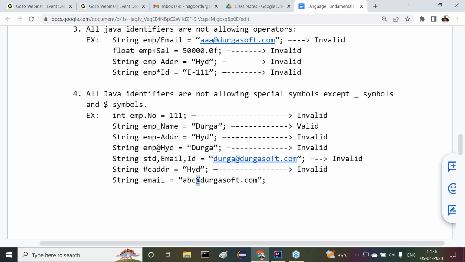It is accepted. It's valid. We can provide that at the rate symbol inside the value. No issues there. In Java, there is a specialty with the string values. Inside the double quotation is nothing but string values. Inside the string literals, we can include all the alphabets, all the digits, all special symbols, no problem. Within the double quotation, we can write anything.